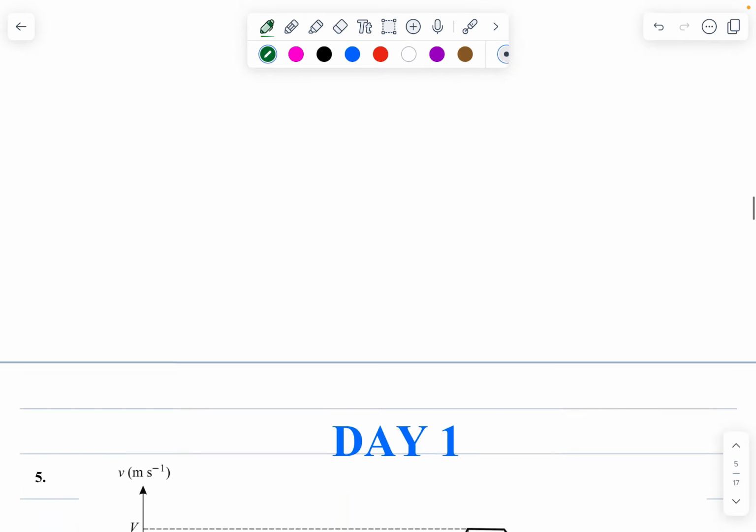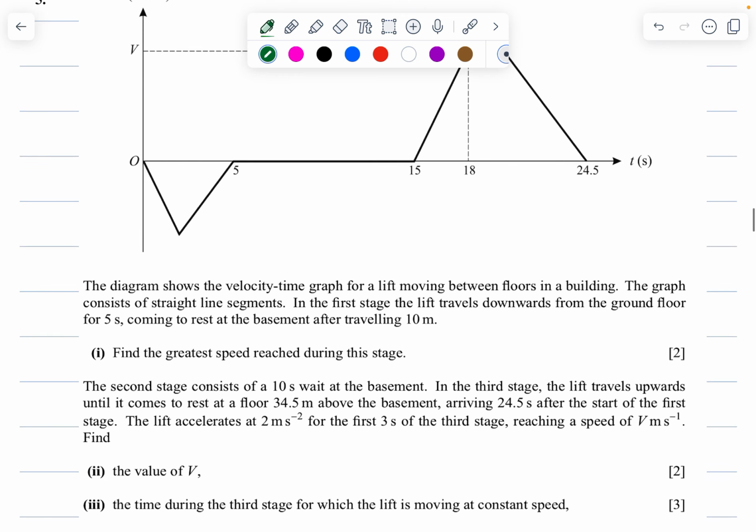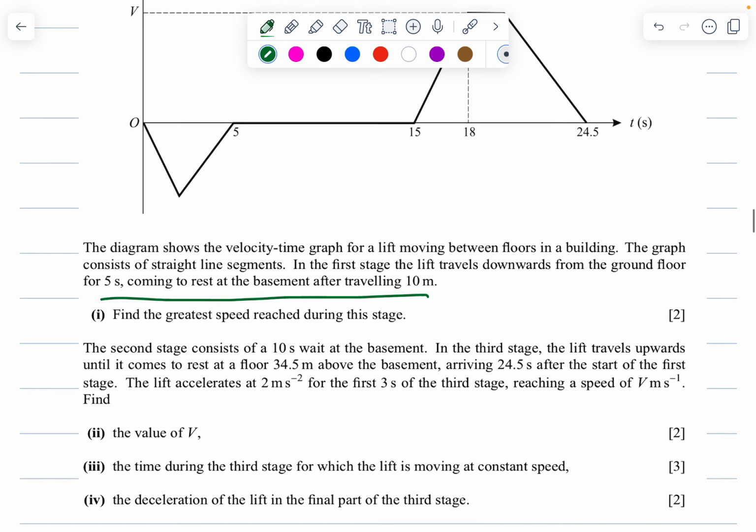That's going to be the answer. And the last question for this day 1: the diagram shows the velocity-time graph of a lift moving between floors in a building. The graph consists of straight line segments. In the first stage, the lift travels downwards from the ground floor for 5 seconds, coming to rest at the basement, traveling a distance of 10 meters.